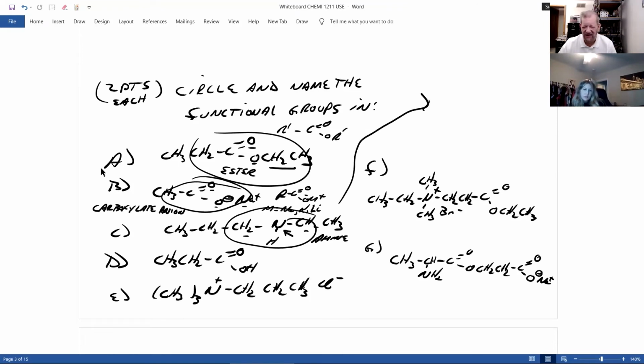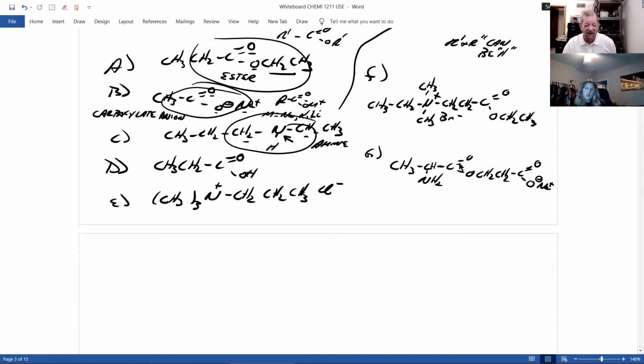I'm going to write it up here because I have room. For an amine, you have a nitrogen. Remember, amines have three bonds to it. In a general way of writing amines, like I have there, remember R prime and R double prime can be hydrogen. Now, if we look here in D, what's there? Two oxygens again. You get an R group, carbonyl, and OH. This is a carboxylic acid.